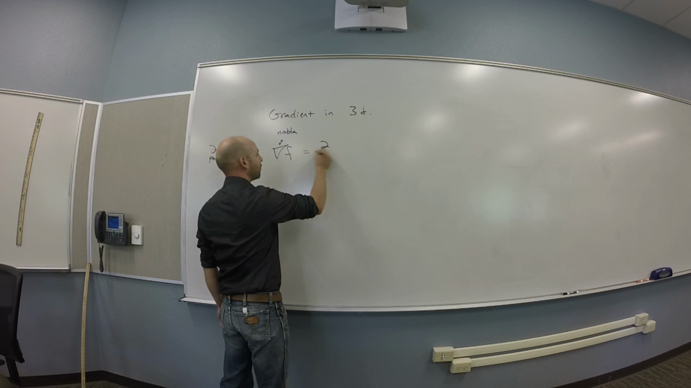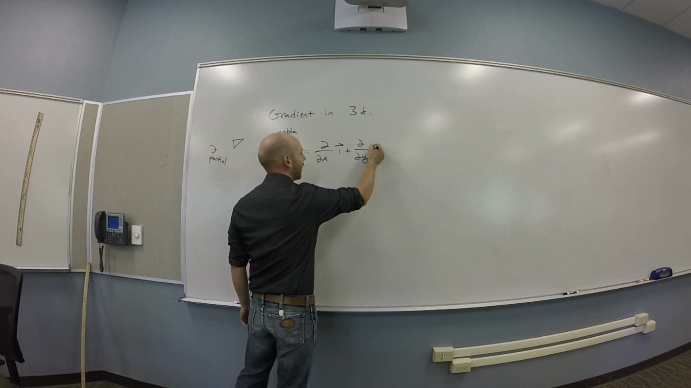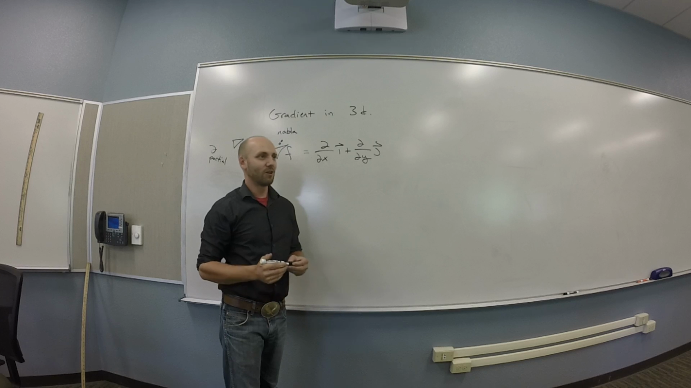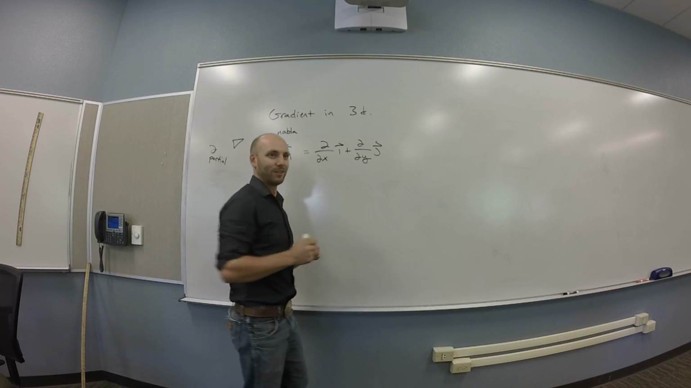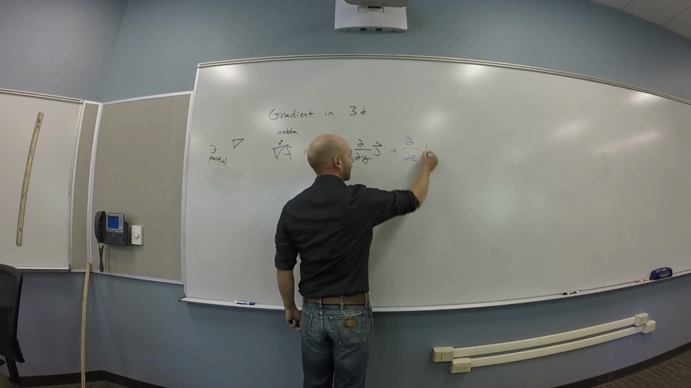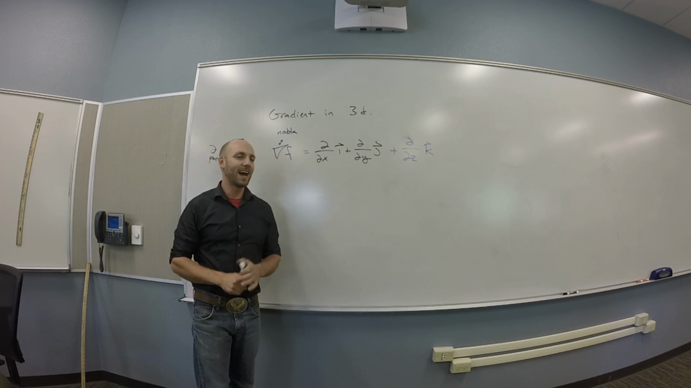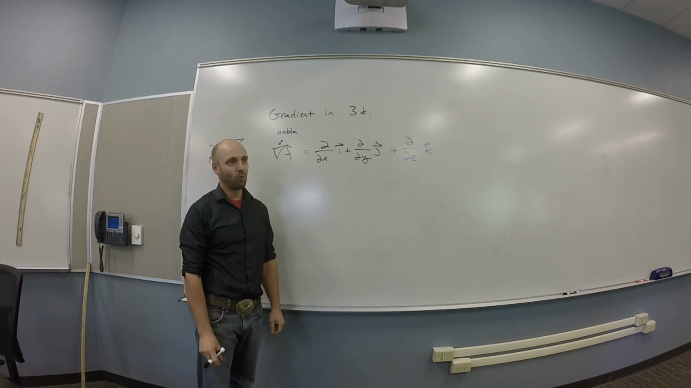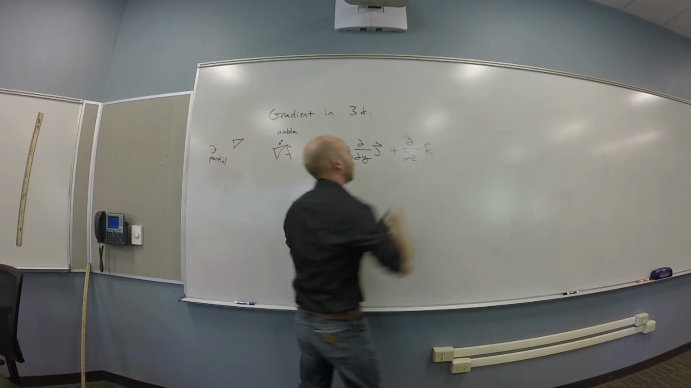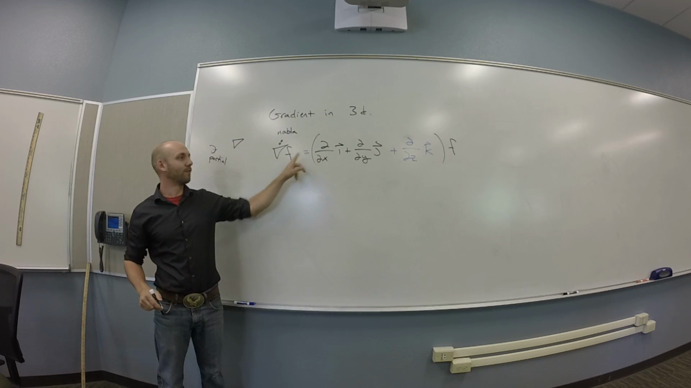So, nabla f is, from last time, partial with respect to x times i plus partial with respect to y times j, maybe plus the partial with respect to z times the k vector. If I had to describe gradients in 20 dimensions, what would this symbol mean? Oh, I need to multiply this by a function f. Since I had an f over here, I should have an f over there.